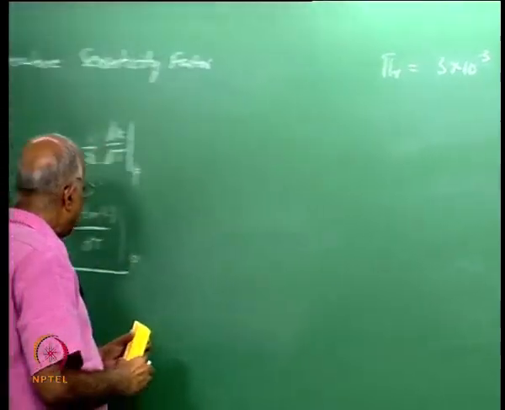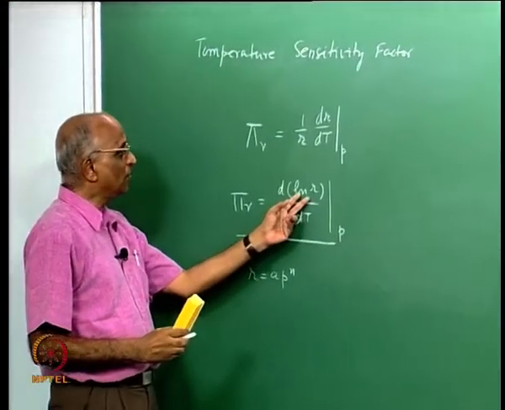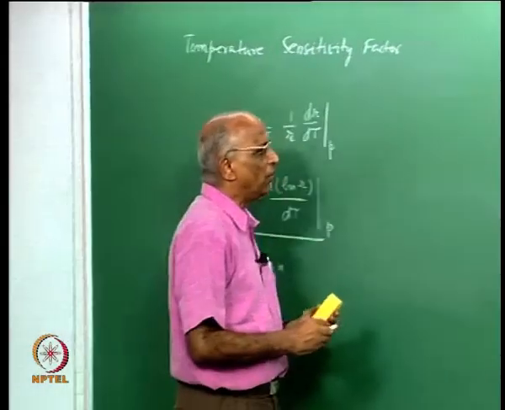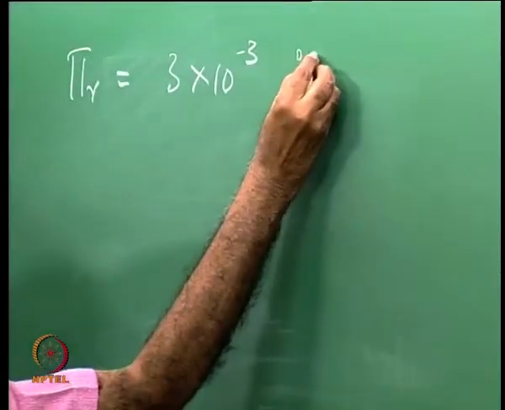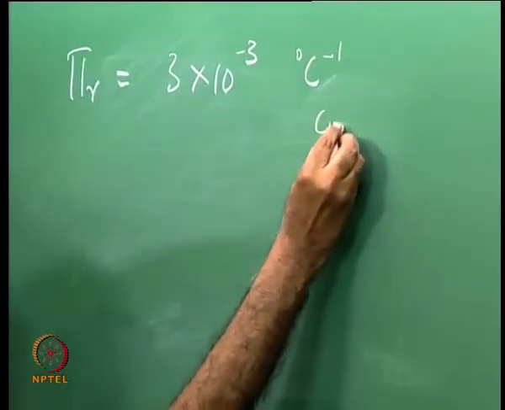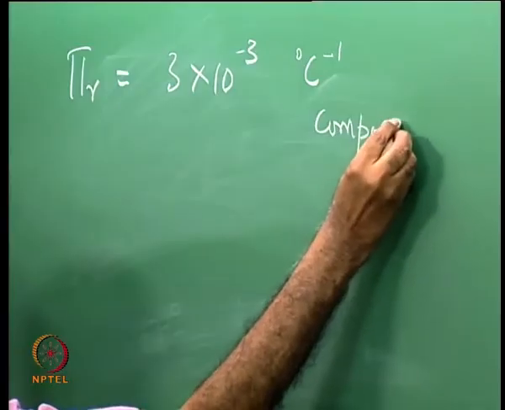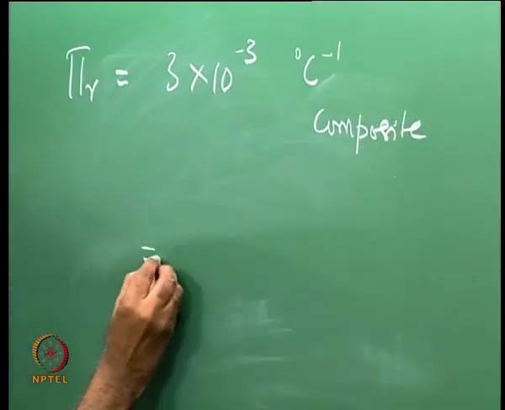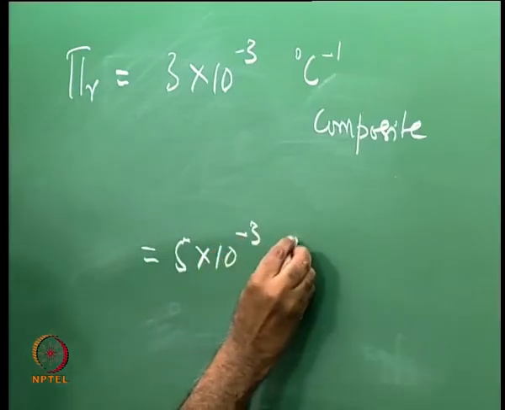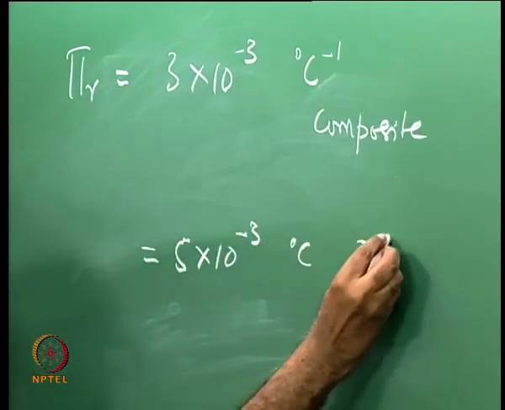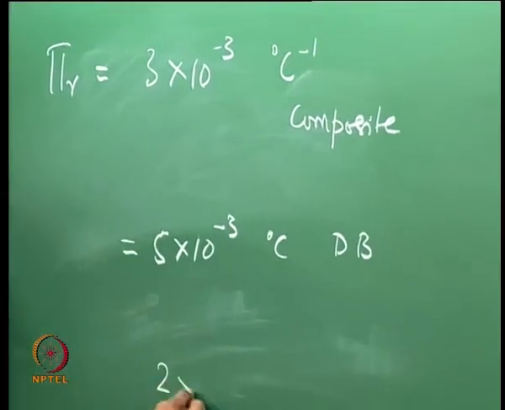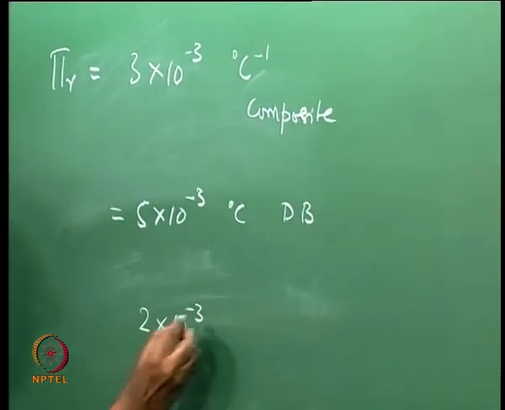What should be the units? Well, ln r has no units, dr units cancel, it is only dT, therefore degree centigrade inverse. For typically most composite propellants, this is equal to something like 3 into 10 to the power minus 3, about 5 into 10 to the power minus 3 per degree centigrade for double base propellants, and for HMX based propellants it is even lower, it is 2 into 10 to the power minus 3.